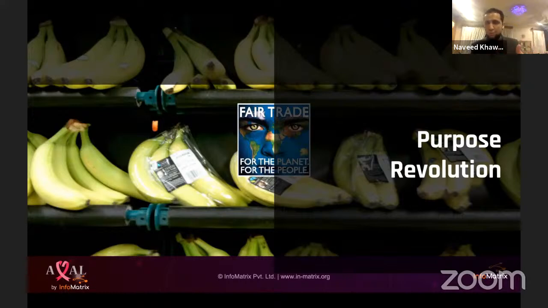These bananas, fair trade bananas, pass on the benefit to the farmer. That gives us intrinsic motivation. Why? Because we are adding value to people's lives. If it wasn't a fair trade banana, who are we benefiting? You think about that, you answer that yourself.